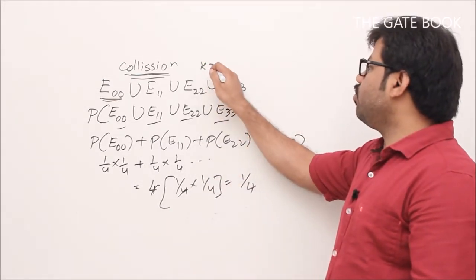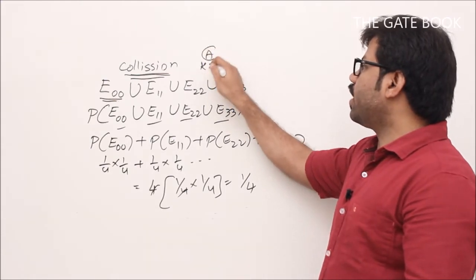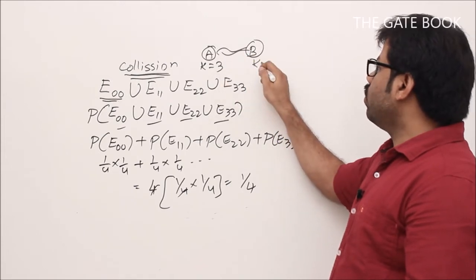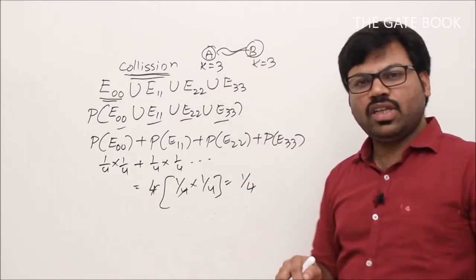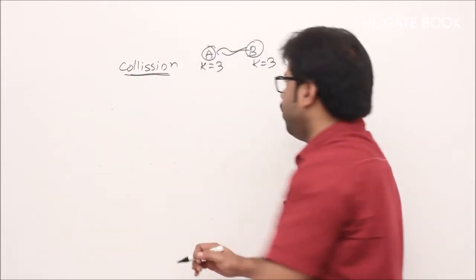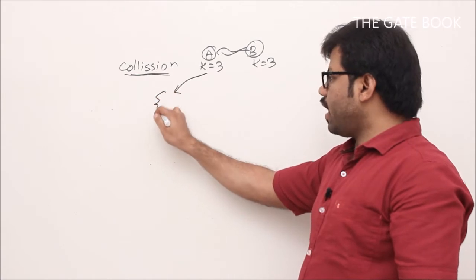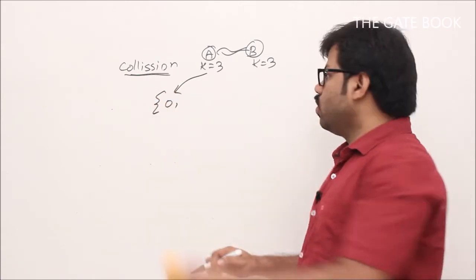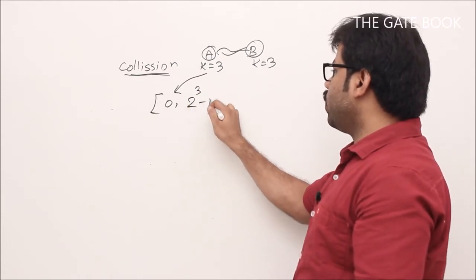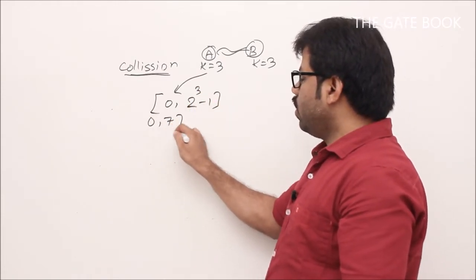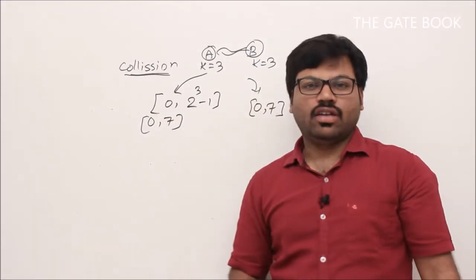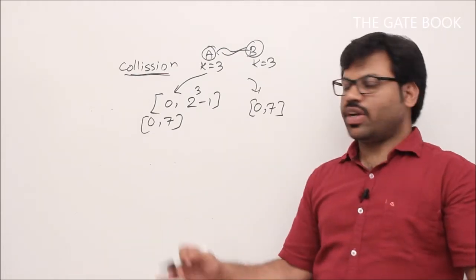So the k value will become 3 now. Who is going to get k value 3? Because A and B are again involved in a collision, at both ends the k value will become 3. Now we will try it again. This time A is going to generate a random number between 0 and 2 power k minus 1, a closed interval, 2 cube minus 1. That means 0 to 7. B is also going to generate a random number between 0 and 7. Now there is a very rare chance of getting a collision again.